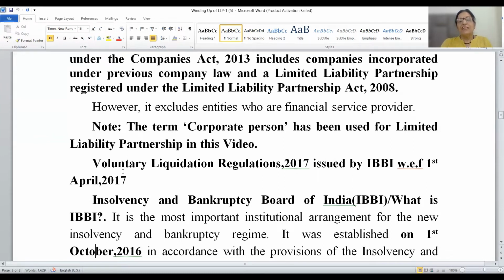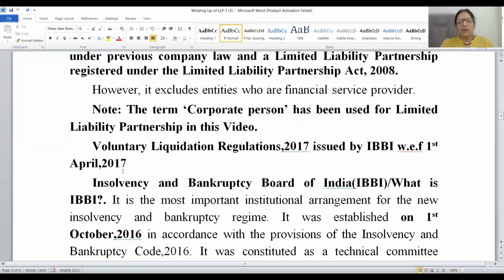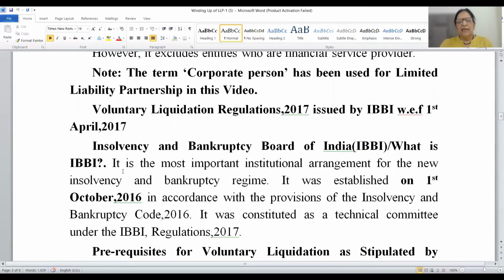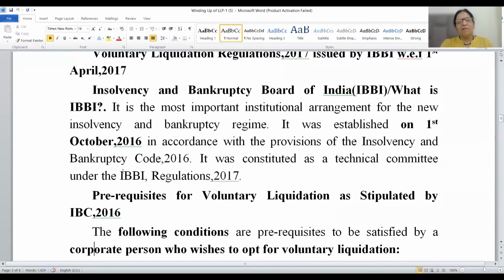And now friends, the question arises, what is this IBBI? It is the most important institutional arrangement for the new insolvency and bankruptcy design. It was established on 1st October 2016 in accordance with the provisions of IBC 2016. It was constituted as a technical committee under the IBBI Regulations 2017.